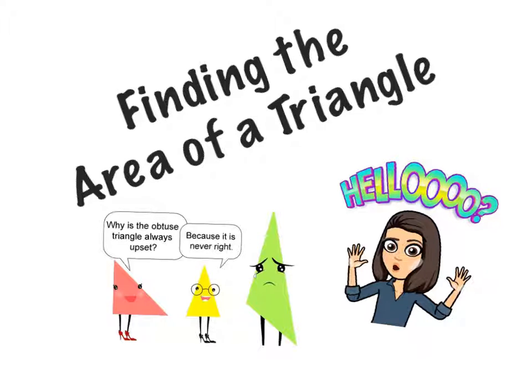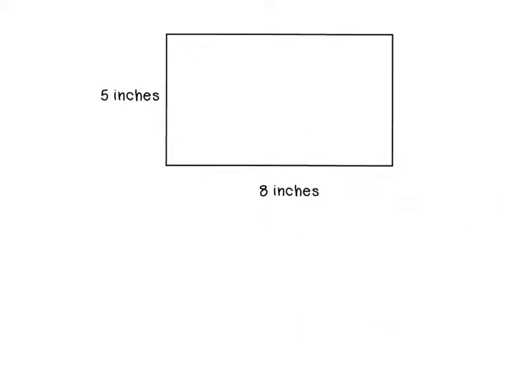So I found this cute joke. It is not my own. I don't remember the website, but I will link it down at the bottom so that I'm giving credit where it belongs, but I thought it was funny. It says, why is the obtuse triangle always upset? Because it is never right, because an obtuse triangle can never have a right angle. So I thought it was funny, a little math humor to start our day. So, well, let's go ahead and get started with the actual lesson.